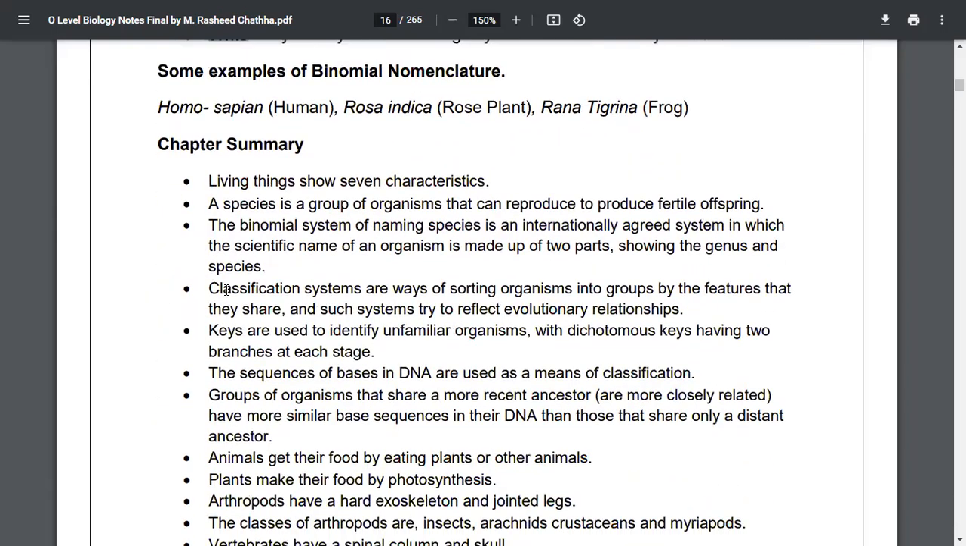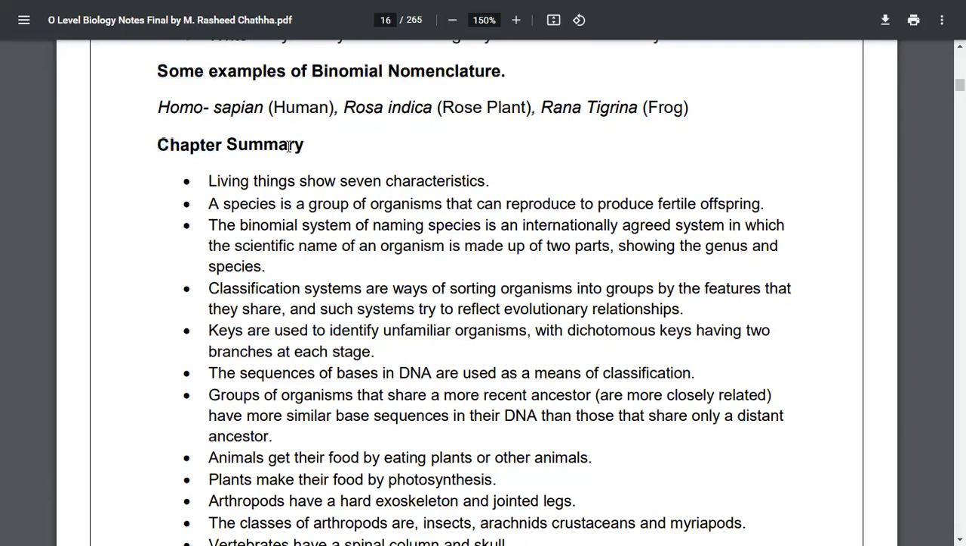Now some examples of binomial nomenclature. Humans are given the name Homo sapiens. A rose plant is given the name Rosa indica, and the frog is given the name Rana tigrina.